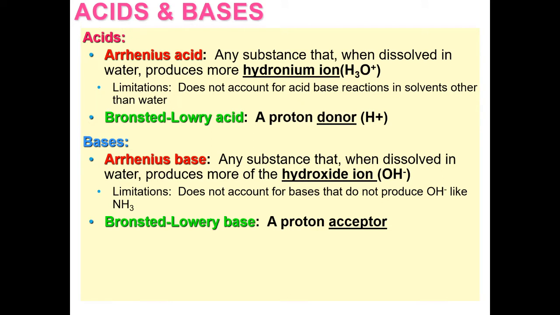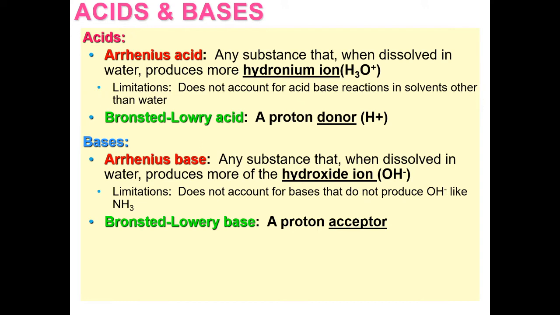So let's look at the definitions for acids. An Arrhenius acid is any substance that when dissolved in water produces more of the hydronium ion. Hydronium ion, we'll talk more about that in a second, H3O plus ion. So it's a substance that, dissolved in water, increases the concentration of hydronium ion. Well, that's all fine and good, but not every acid involves the solvent being water, so it's somewhat limited just to acids where the solvent's water.